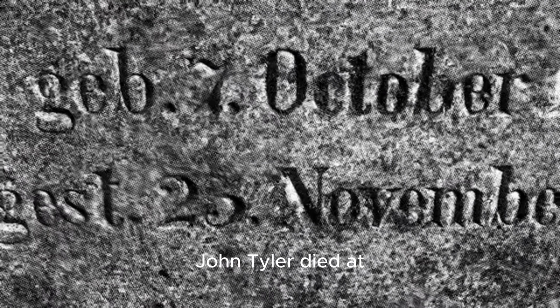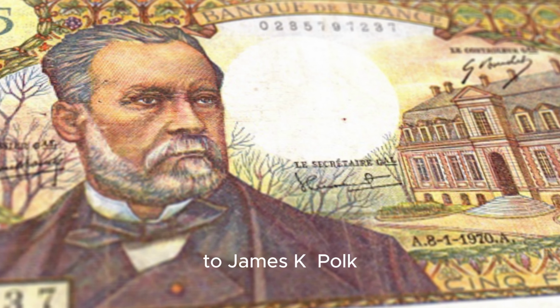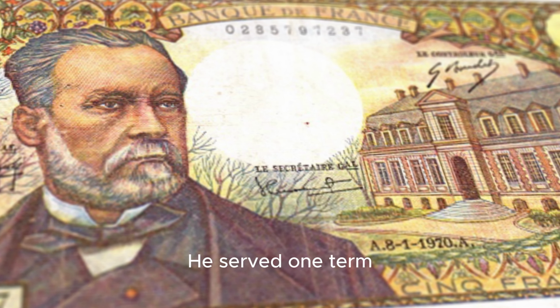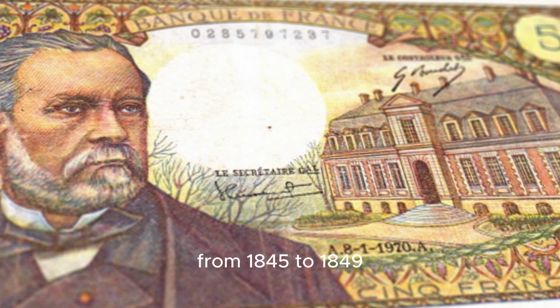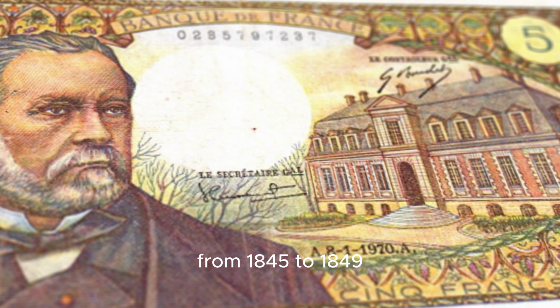John Tyler died at the age of 63 in Washington, D.C. on January 18, 1862. His cause of death was a stroke. All right, moving on to James K. Polk. He served one term from 1845 to 1849.